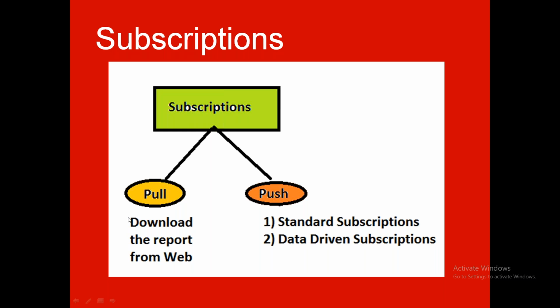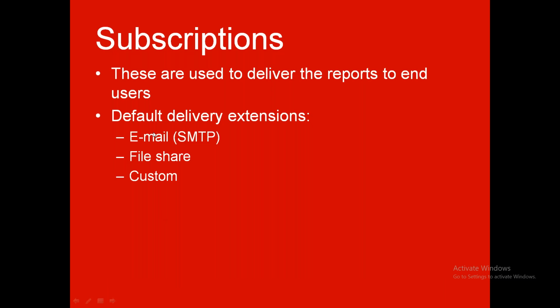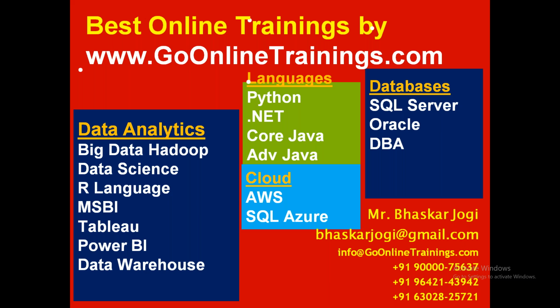Pulling means we need not do anything. The customer can download the report by going to the website. Pushing means we are going to be automating. We means not the developer, the DBA. The DBA is going to be doing standard subscription and data driven subscription. Clear? These two things we'll discuss tomorrow. Very, very important, guys: subscriptions. So email subscription, file share subscription, custom subscription, depending on where you want to deliver. That is very, very important. That is also what we're going to see tomorrow.